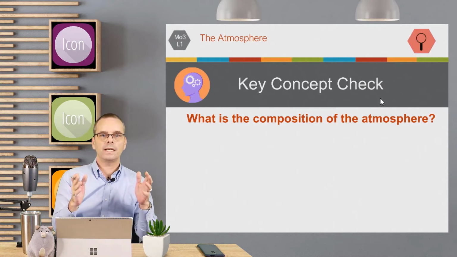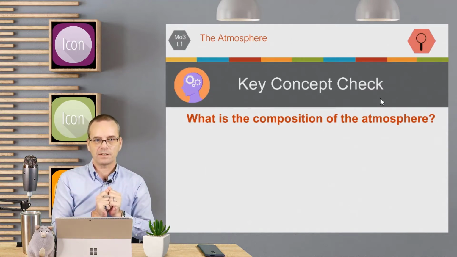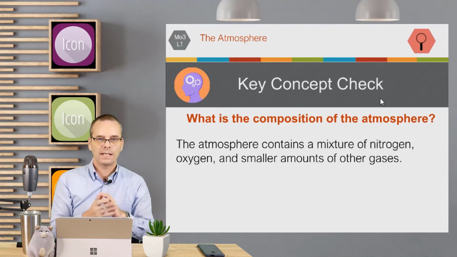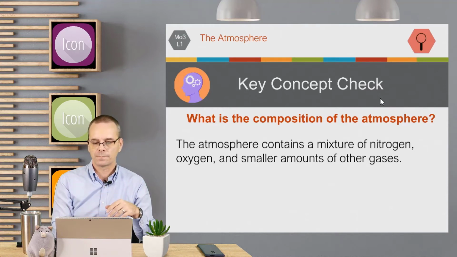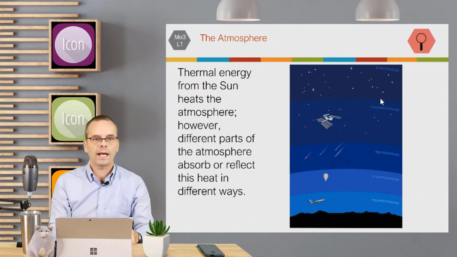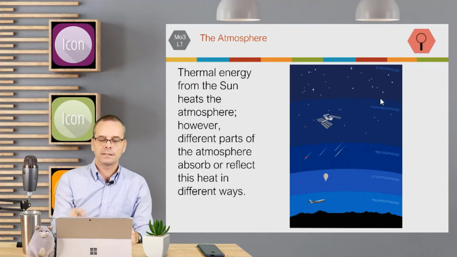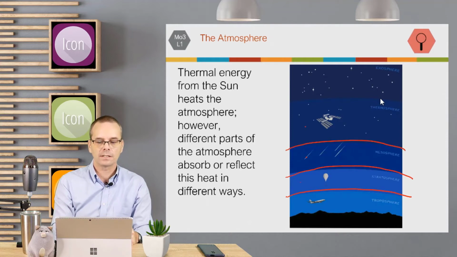So let's do another key concept check. What is the composition of the atmosphere? Well, as we said, it's a mixture of nitrogen, oxygen, and smaller amounts of other gases like carbon dioxide, or CO2. Now, thermal energy from the sun will heat our atmosphere, but different parts of the atmosphere absorb or reflect that heat in different ways.